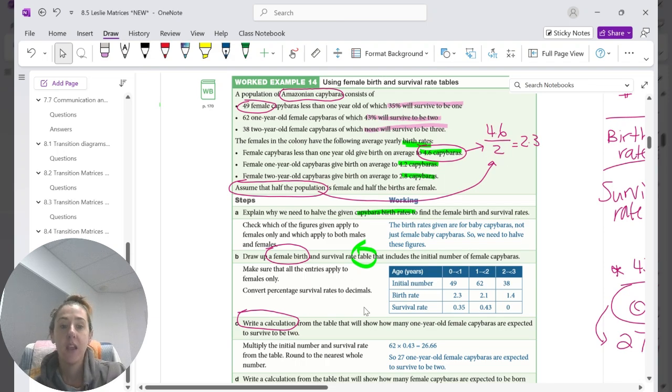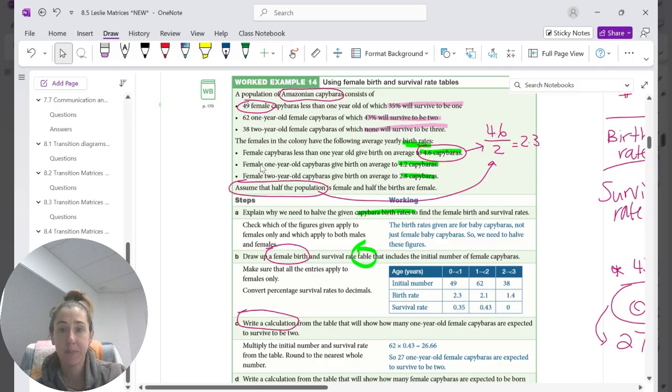Okay, so we've got our table here. We know that we're dealing with 0 to less than 1, 1 to less than 2, and 2 to less than 3 years of age. They were our age categories. We've got our initial number, birth rate, and then survival rate. So we knew from our question we started with 49, 62, and 38 in each of those age categories.